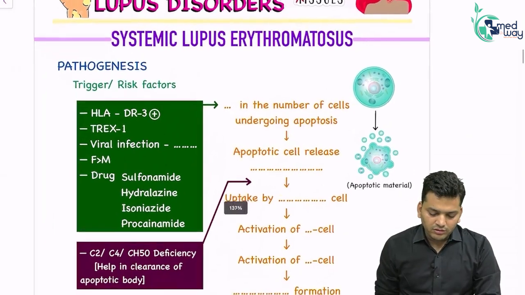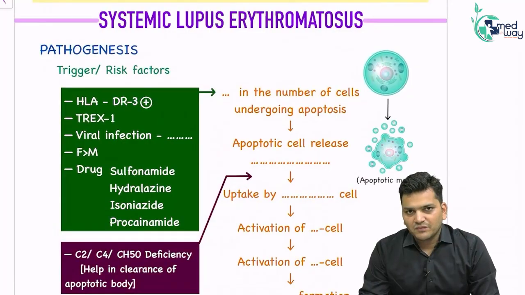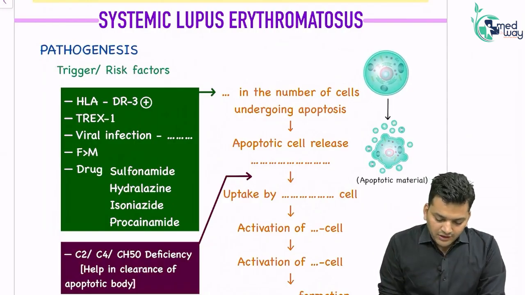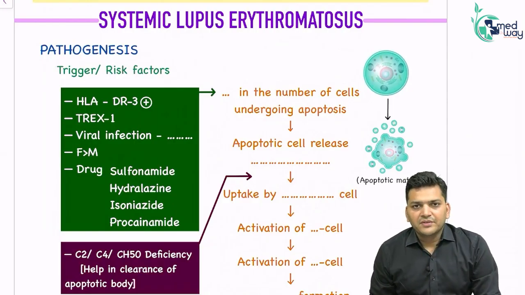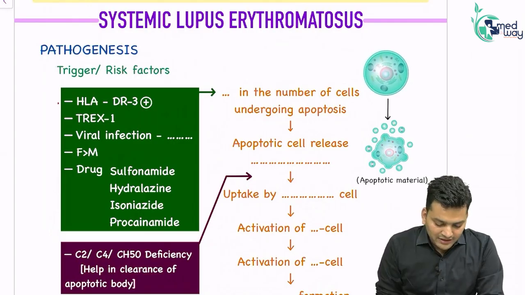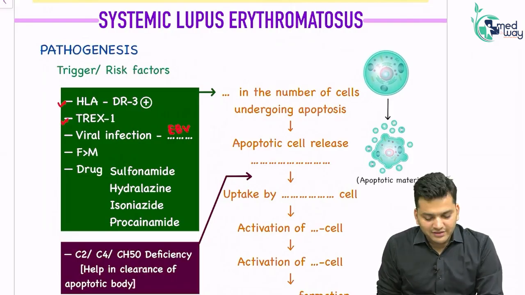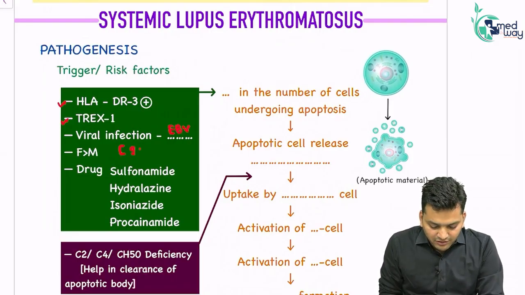So, how does the pathogenesis happen, why is there damage to the connective tissue in SLE, and how does it occur? There are many trigger factors, such as being HLA-DR3 positive, the TREX gene, and Epstein-Barr virus infection. Particularly, it is more common in females. If you see the male-female ratio, it is somewhere around 9:1.